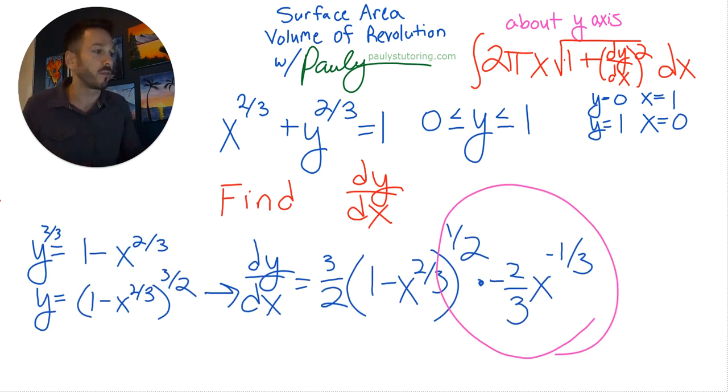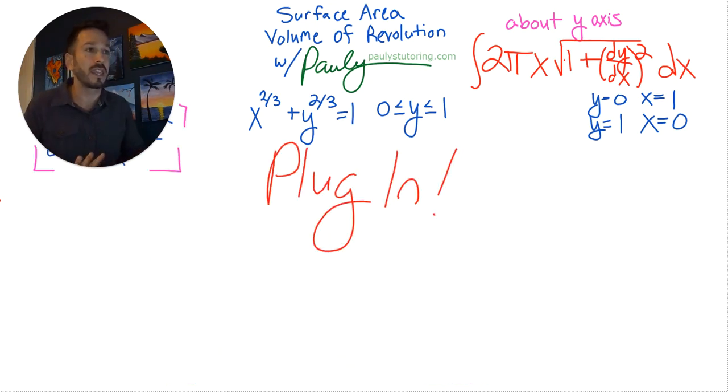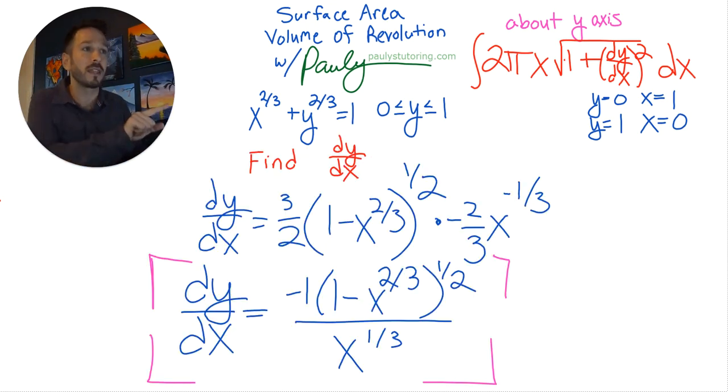Don't forget the chain rule. Simplifying this, the 3/2 and the 2/3 will cancel out, and we'll just be left here. Again, I am leaving the exponents. I'm not putting in roots.